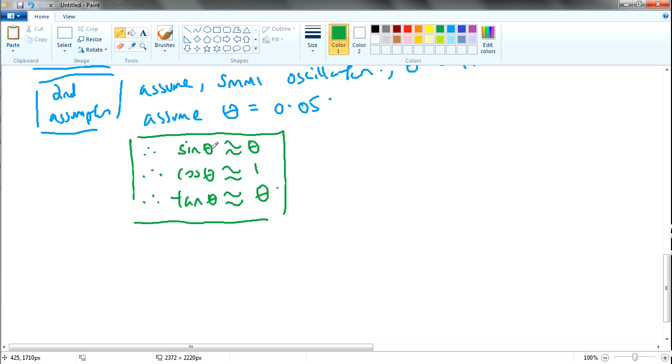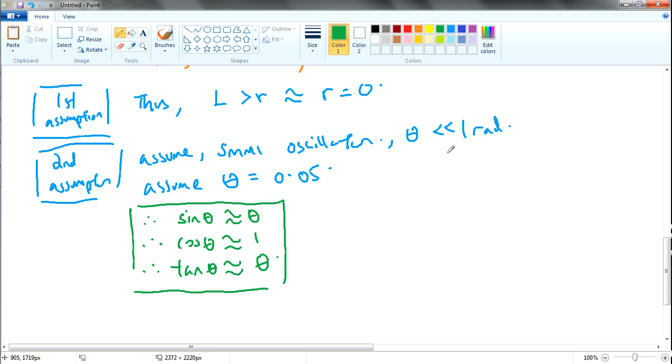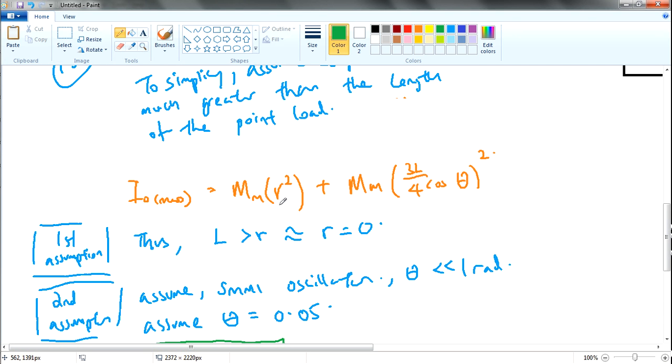So this is what I'm talking about. Sine theta is approximately theta itself. Cosine theta is equal to 1, and tangent theta is approximately 0.05. You can test it out over here, I'm not going to do that. But with this assumption, we can simplify this whole equation into a much easier equation.